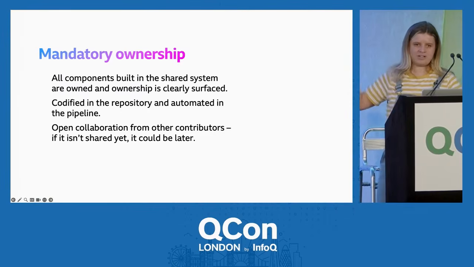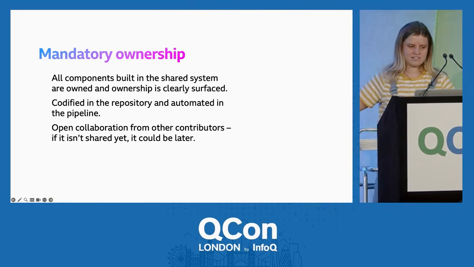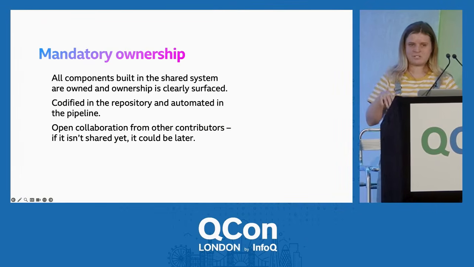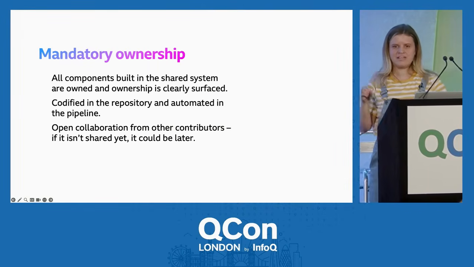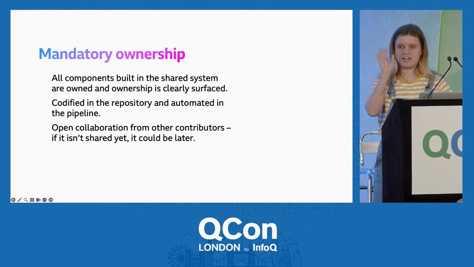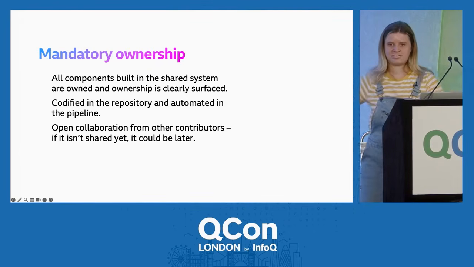So it's really important that we have that mandatory ownership in place to be able to start these conversations. Every single component that is built in this system is owned, and that ownership is clearly surfaced. It's also codified in the repository. So if you don't have your files in our code owners, it's not going to let you merge them in. It's going to tell you that you need to put a team in. It's GitHub Teams that we use to do this, so that folks know who they need to be talking to.